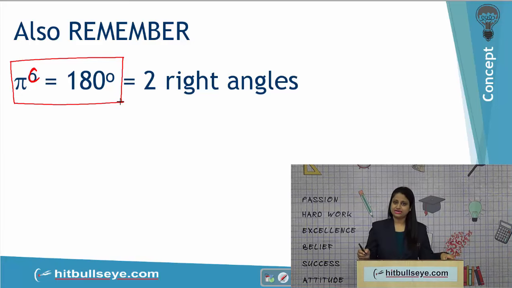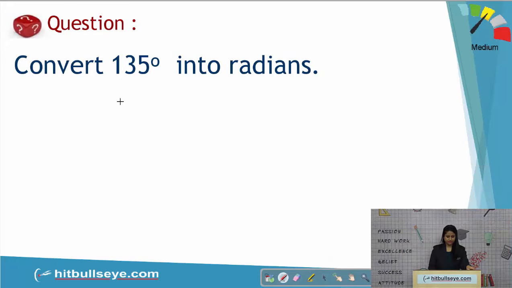Pi radian is equal to 180 degree. Now there is a question based on this. It says convert 135 degree into radians. We'll apply the same formula here. We know that pi radian is equal to 180 degree.